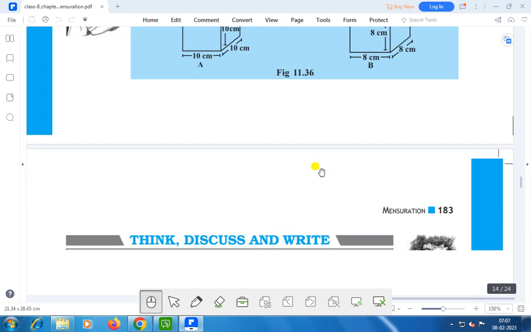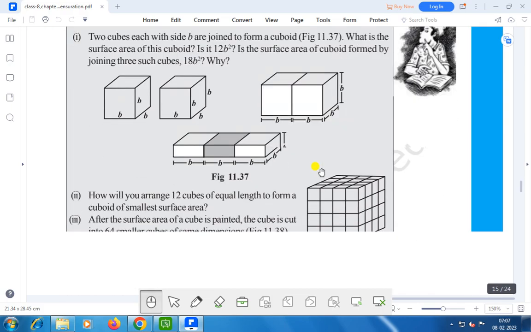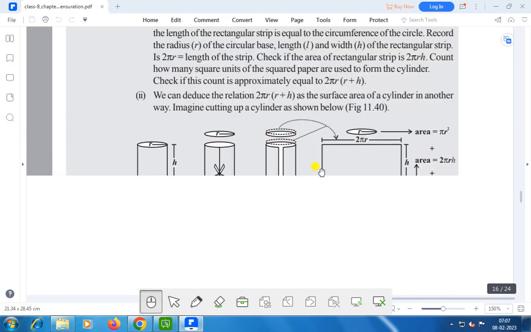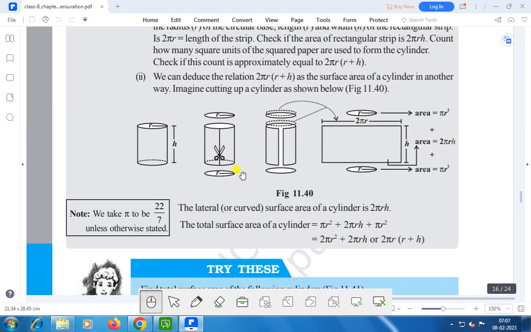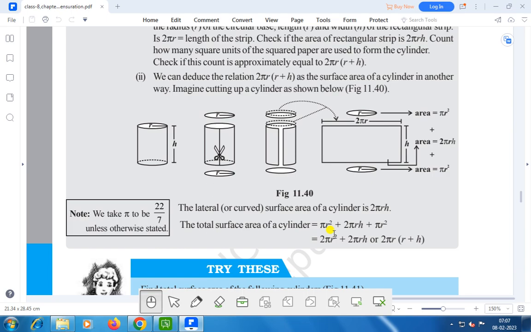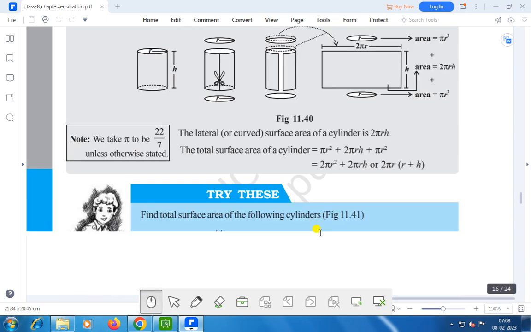And we'll find the surface area of a cylinder. Here you see the surface area of the cylinder. The curved surface area of this cylinder is 2 pi r into h. Therefore, the total surface area of a cylinder is pi r square, this one is pi r square, plus 2 pi r h. Therefore, total surface area of a cylinder is 2 pi r square plus 2 pi r into h. This is 2 pi r into (r plus h).